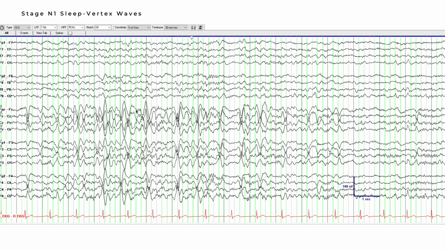Here you get some trains of them, and they start to look a little bit scarier. This example is just to remind yourself when you see something like this to think vertex wave first before you start trying to call something wild. Sometimes you can get sleep variants that look a little bit more angry like this, especially in a younger patient with more defined features in non-REM sleep.